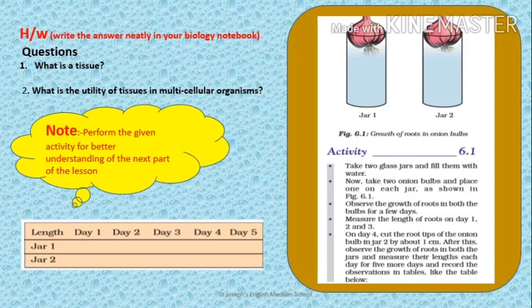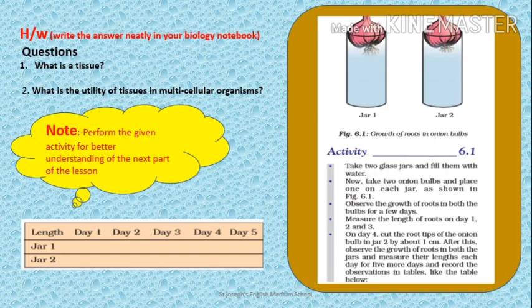These meristematic tissues are related to plant tissue. So the activity goes like this: you have to get 2 onion bulbs and 2 jars. Fill the jars with water. Then place the onion bulbs, one in each jar, exactly as given in the picture, figure 6.1. Then observe the growth of the roots in both the bulbs for a few days.